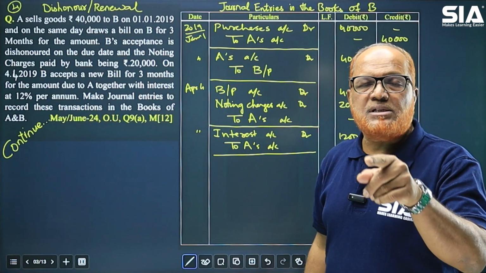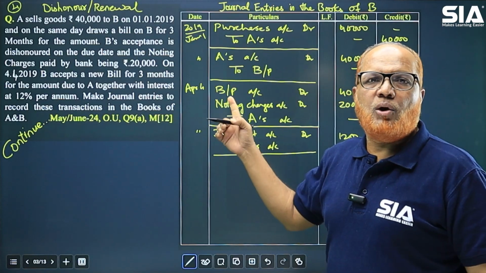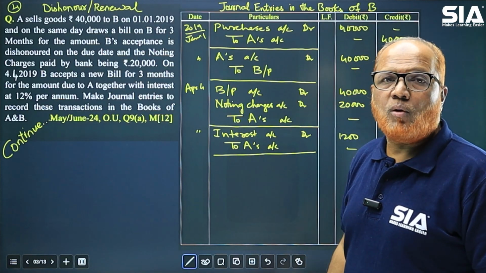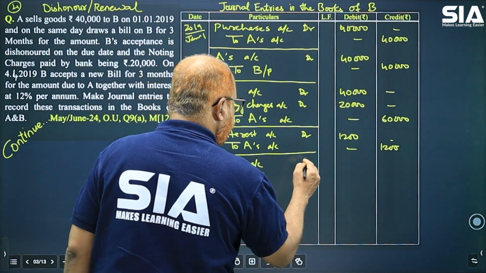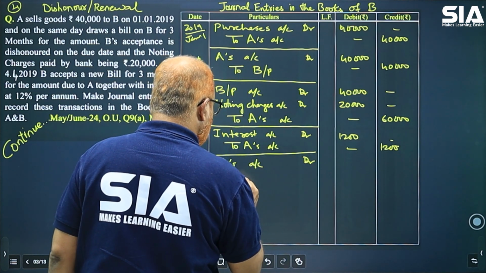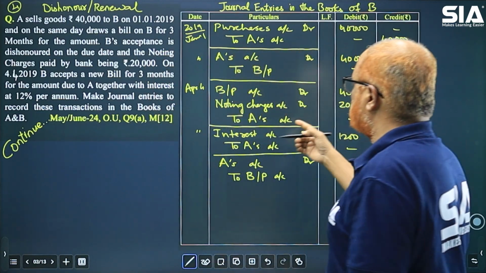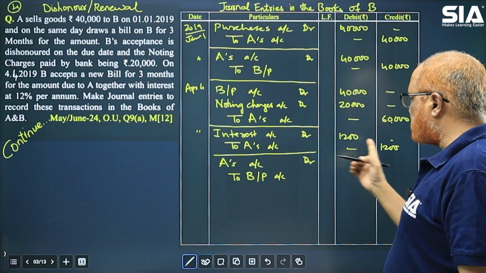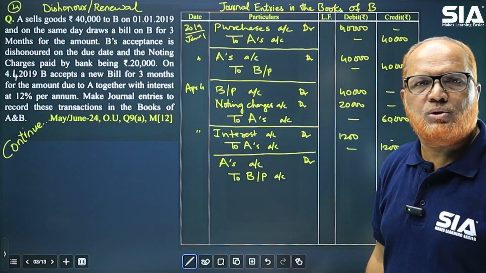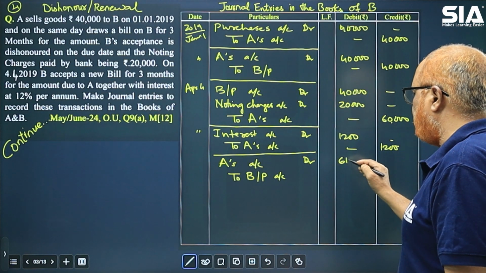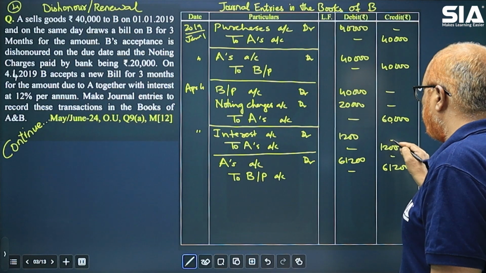Now a new bill is being accepted. Whenever a bill is accepted, bills payable account should be credited and the drawer's account should be debited. Who is the drawer? A. So A's account debtor to bills payable account. Total amount 60,000. Here A was credited 60,000. Here A was credited 1,200. So 60,000 plus 1,200, 61,200. So new bill amount is 61,200. Here also 61,200. That's all.